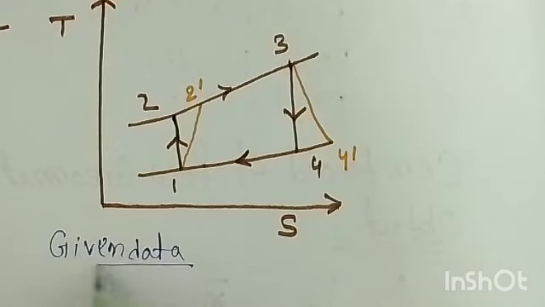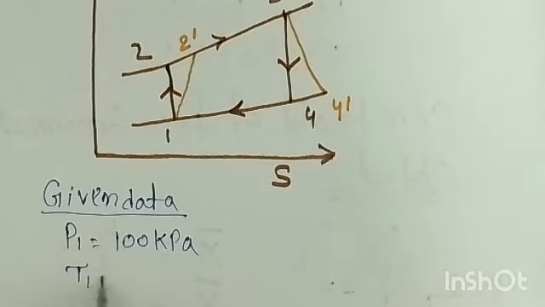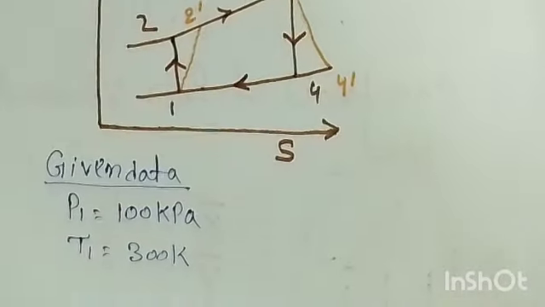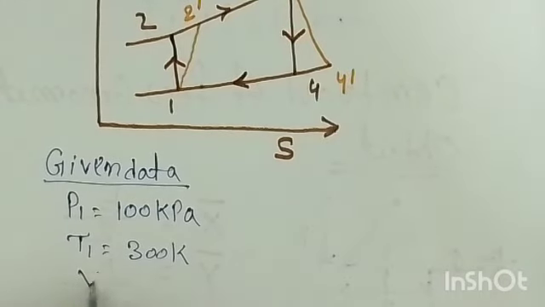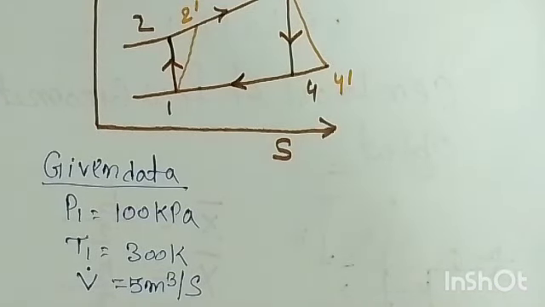So first you can write the given data: we have P1 equal to 100 kilopascal, and T1 equal to 300 Kelvin. Further, the volumetric flow rate. Volumetric flow rate means what? The volume flow rate V dot is given, V is the volume, and the flow rate is given as 5 meter cube per second. This means in 1 second, 5 meter cube of air is entering.